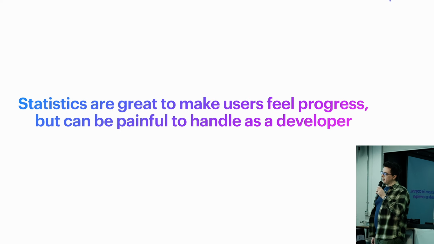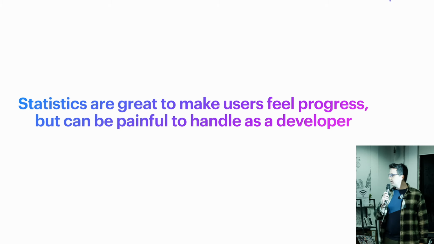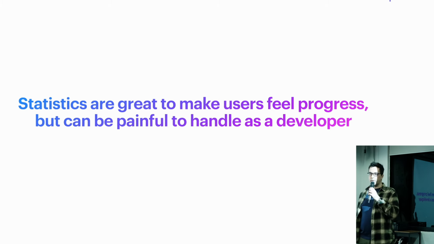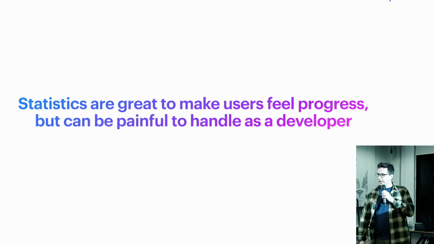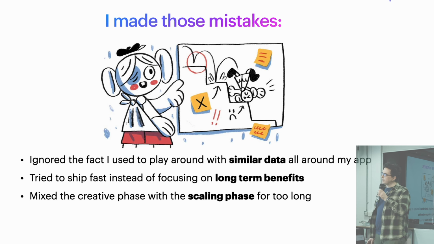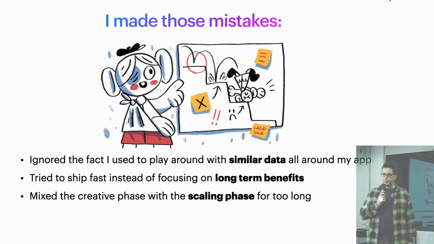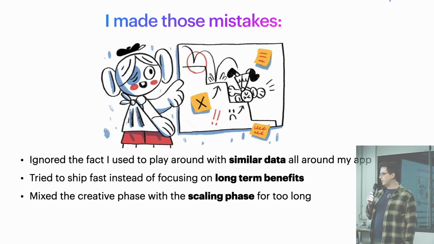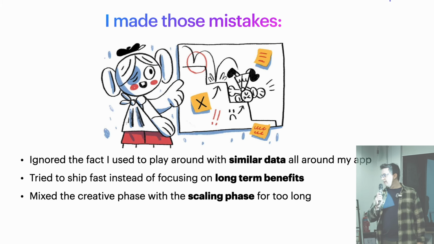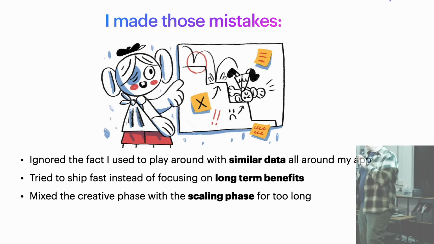I love statistics because it's a great way to let the user feel their progress towards what they want to achieve with your app. But it can be painful to handle as a developer. We can get lost and it can be a problem. So I made those mistakes in the past. I used to play around with similar data around my app. I tried to ship too fast instead of focusing on long-term benefits. And I mixed the creative phase with the scaling phase for too long. And I'm going to talk about those two phases again a bit later.